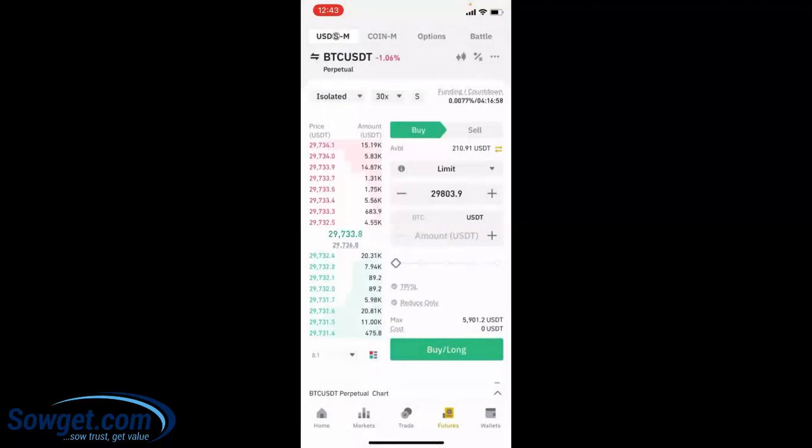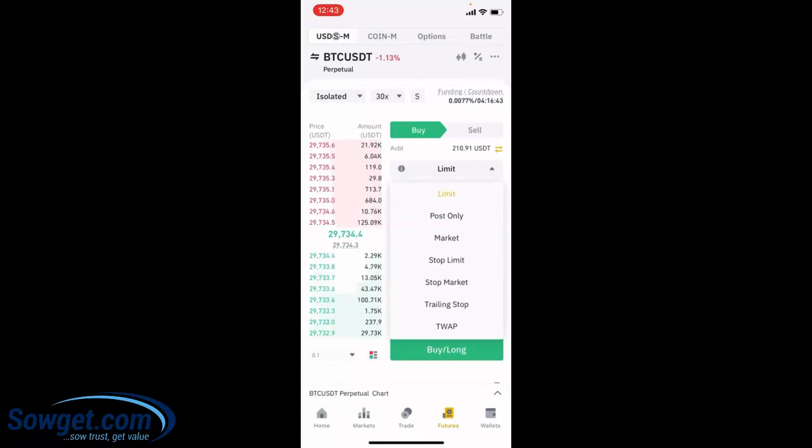Now, the next thing is to show you guys how to take trades on the app. So let's say, for example, we want to long a trade right now. Now, the next thing you need to tap on is buy. So it's already on buy right here. And then you can see where you have limit. You can see if you tap it, you have limit, post only, market, and so on. So for this example, I'll be using limit. I'll still show you how to use market.